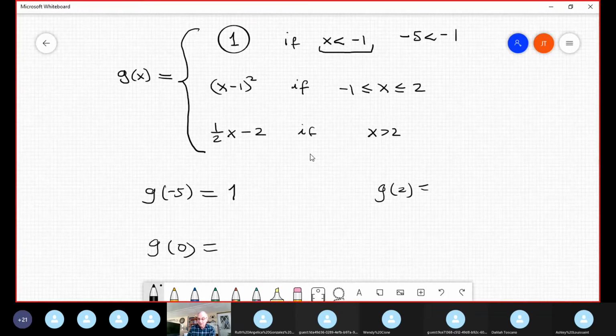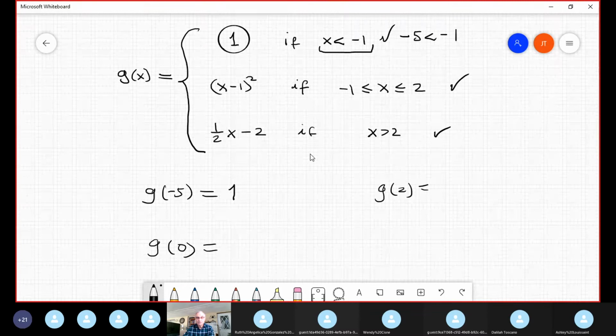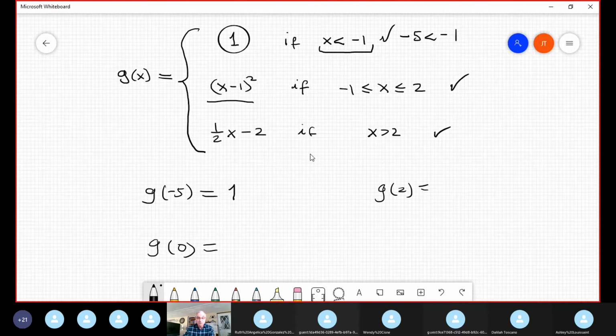And 0, in what interval does 0 lie? In the first, in the second, or in the third? Second. Second, it's obvious. So now the selection is easy. You select this expression and plug in 0. Question, go ahead.